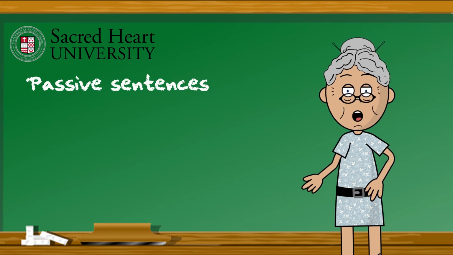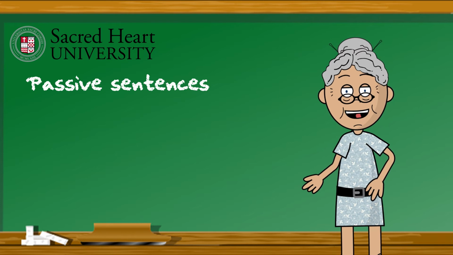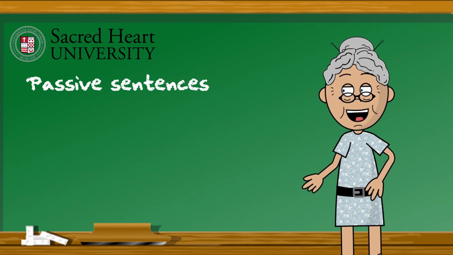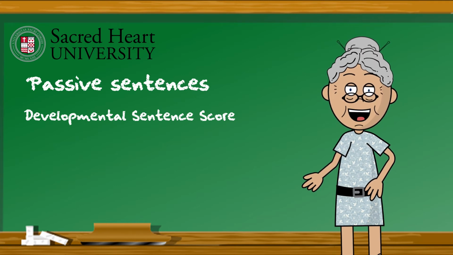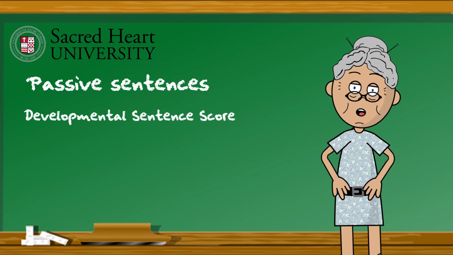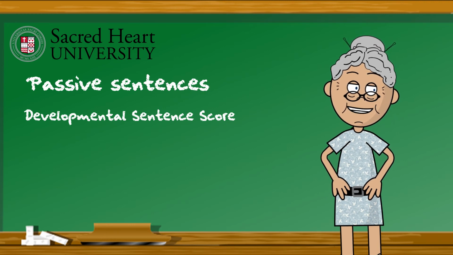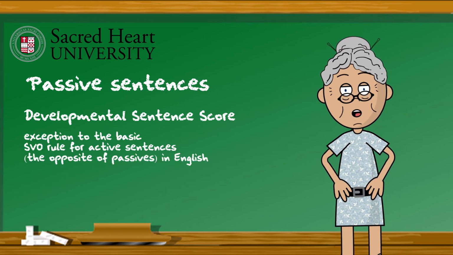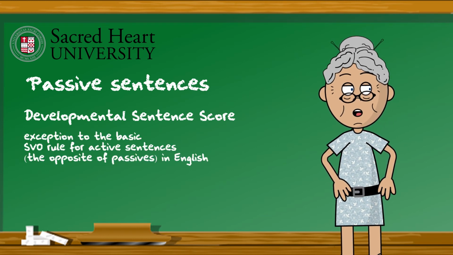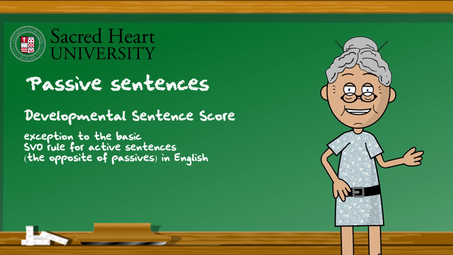Passive sentences are another important simple sentence type. Some language analysis procedures, like the developmental sentence score, which you'll learn about in graduate school, require us to recognize passives as one of the indicators of level of language development. Passives are acquired relatively late in development, at the end of the preschool period or beginning of school age. The main reason they're difficult for kiddies to learn is that they're an exception to the basic SVO rule for active sentences. Actives are the opposite of passives, my dears.